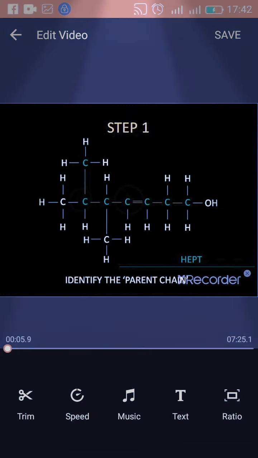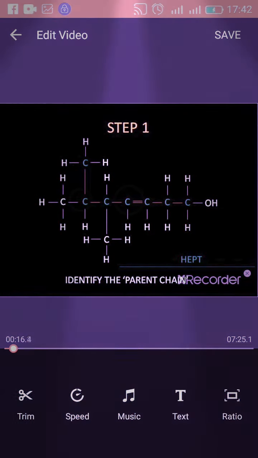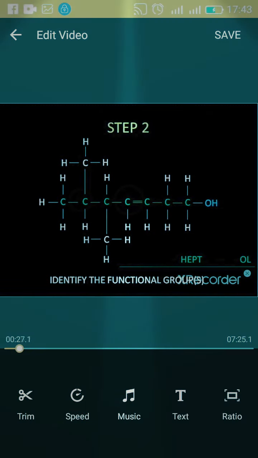Today we are going to learn about naming of organic compounds. Step number 1 is to identify the parent chain. We should identify the longest chain first. After identifying the longest chain, as you see in the green color, which shows the longest chain of this compound.